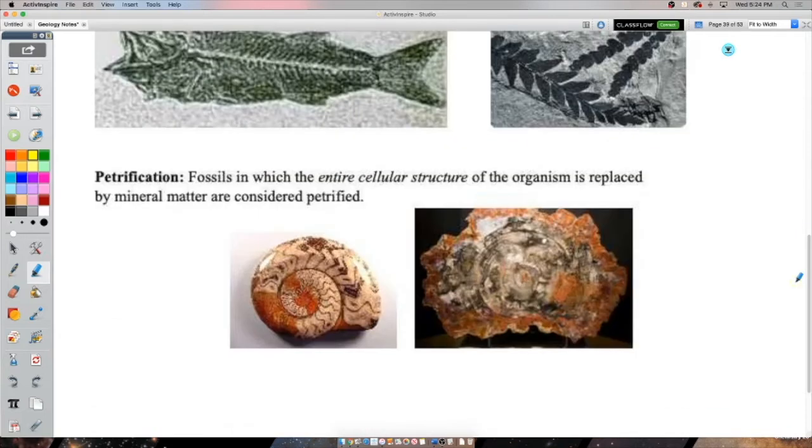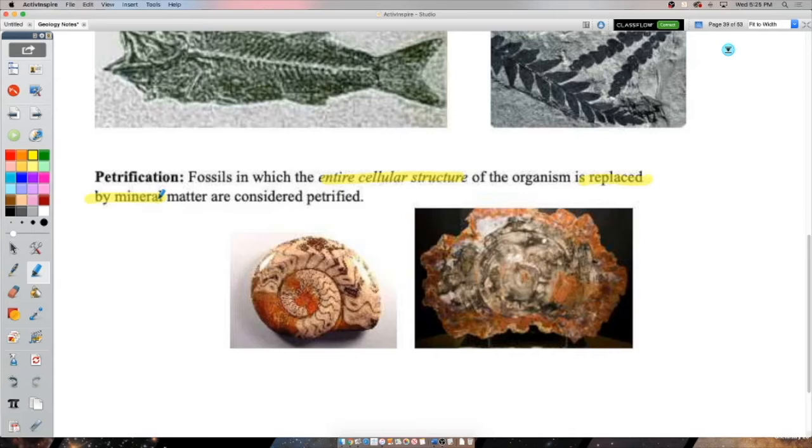The third type of altered remain we're going to look at is petrification. Like if you're petrified, right? You're scared stiff. Well, these things are stiff. They're just dead, so they're probably not scared. This is a fossil in which the entire cellular structure, so every single cell in its body, more or less, of the organism has been replaced by minerals.